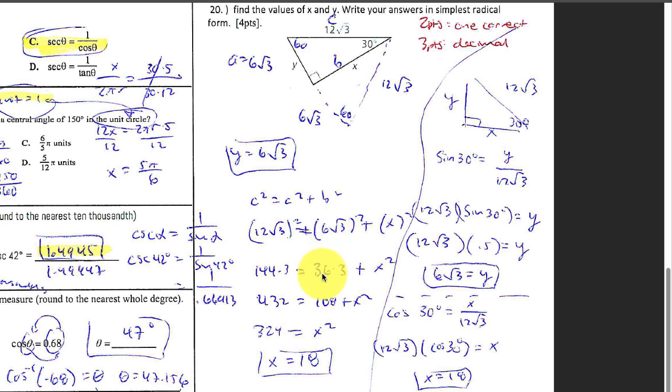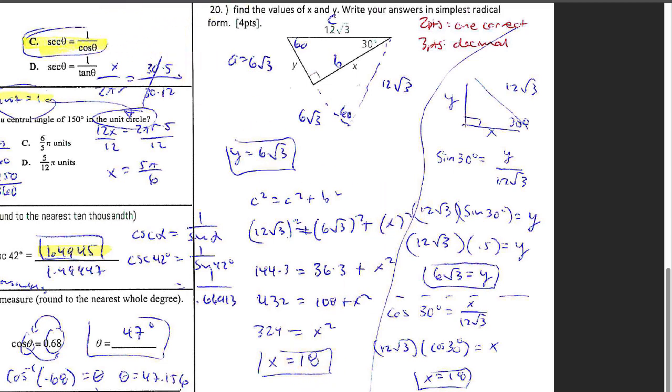And 6 squared is 36, and then radical 3 squared is 3. You multiply those two, you get 108. 144 times 3 is 432. Subtract 108 from that, and you get 324. And if you take the square root, then you'll get 18.